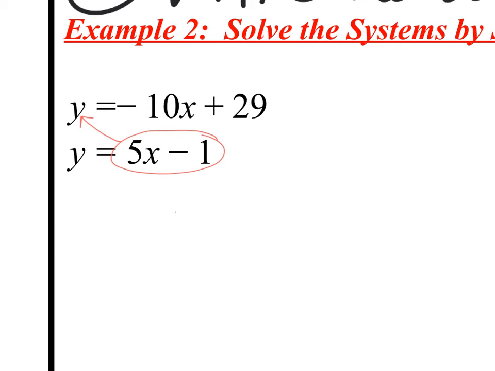So now instead of writing y, I'm going to put 5x minus 1 equals the rest of the equation, equals -10x plus 29. So that part's the same. All I've replaced is what's for y. Just like if you're making brownies, you're not going to change anything else. You're just going to change, instead of putting oil, you'll put butter.